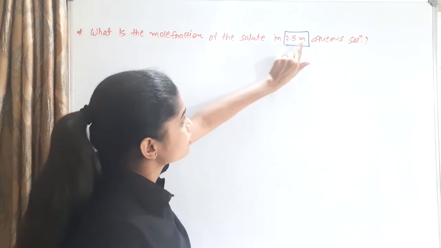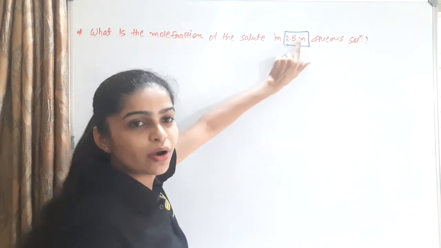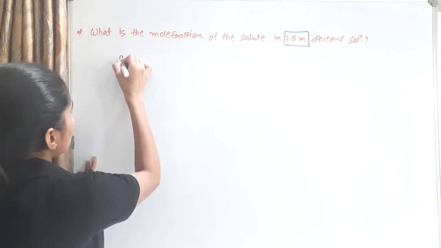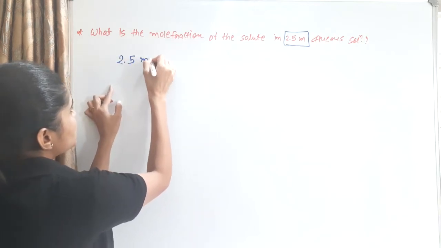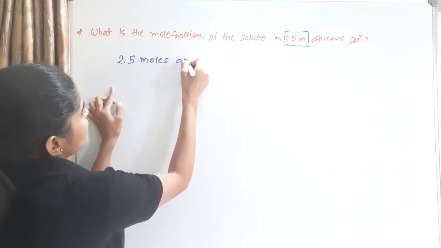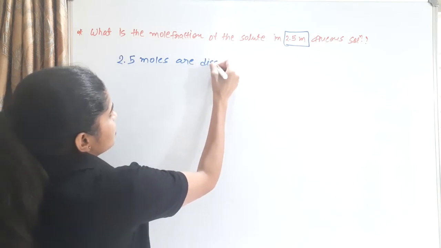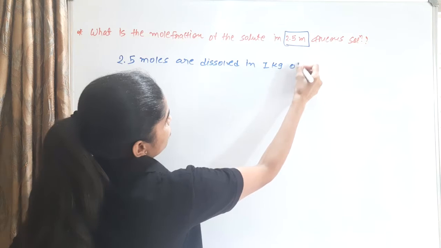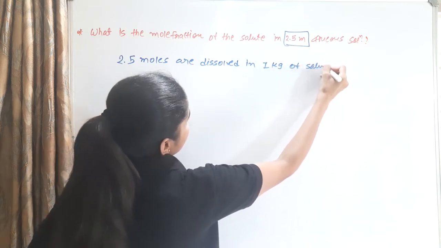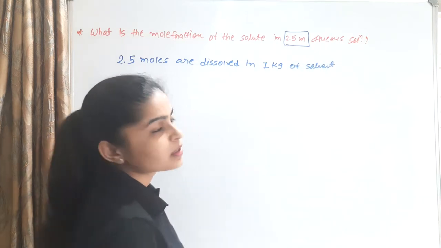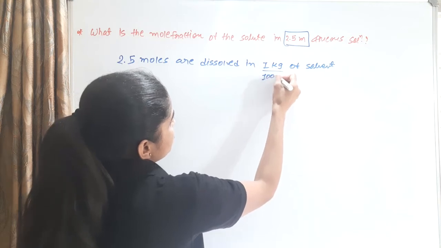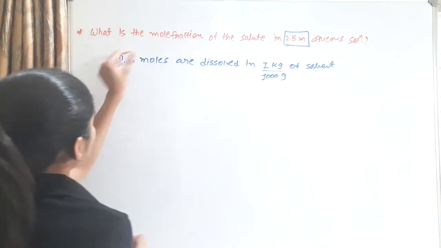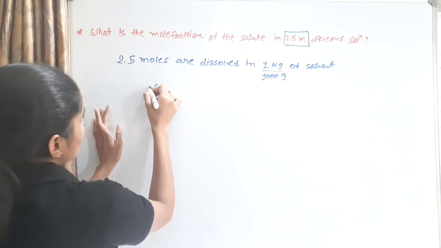Next, the mole fraction of the solute in 2.5 molar aqueous solution. First we know the meaning of 2.5 molar aqueous solution. 2.5 molar means 2.5 moles are dissolved in 1 kilogram of solvent. 1 kilogram means 1000 gram. Then find out the mole fraction of the solute.